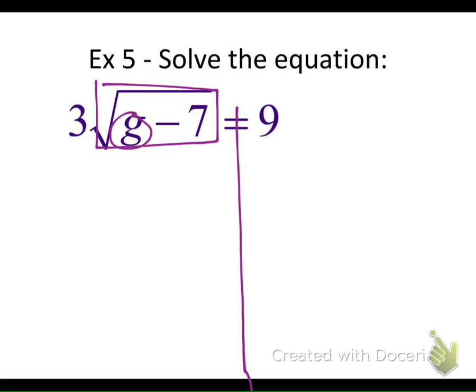That 3 does not go with it because that 3 is not part of the square root, which means I have to get the square root by itself. So anything that's not included in that box, I have to get rid of. So Michael, if I want to get the square root by itself, what's not a part of that box? What's not in that box? What do I have to get rid of to get this box, the square root by itself?